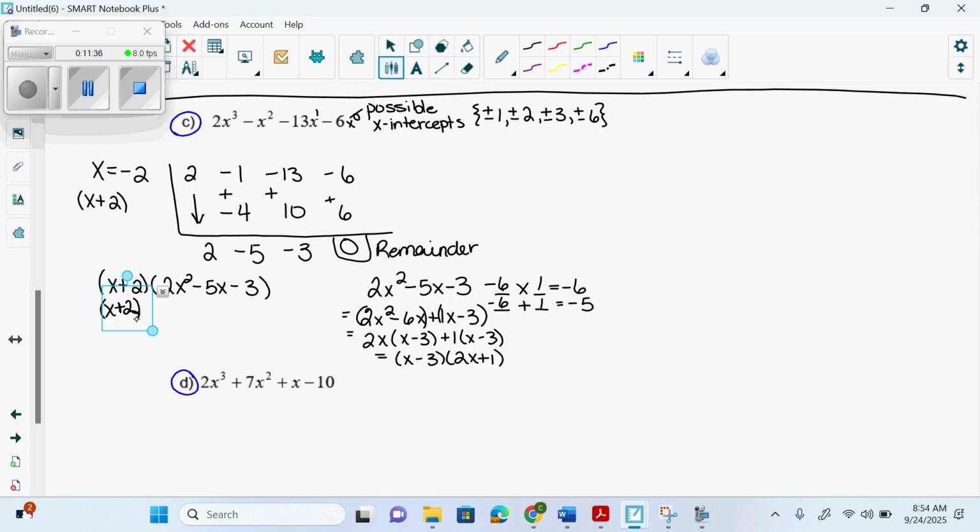And then we have x minus 3 and 2x plus 1. And that's factors.